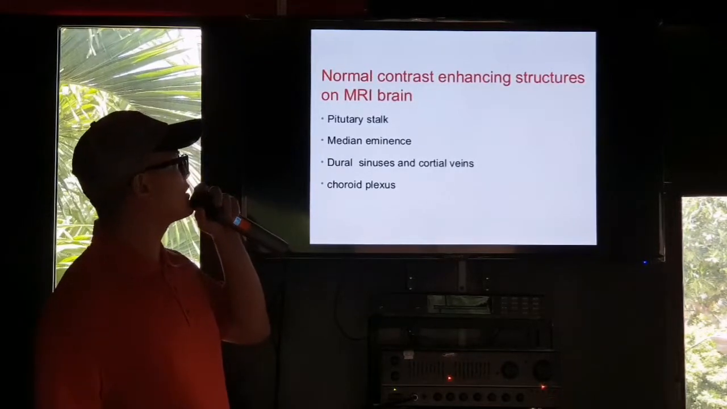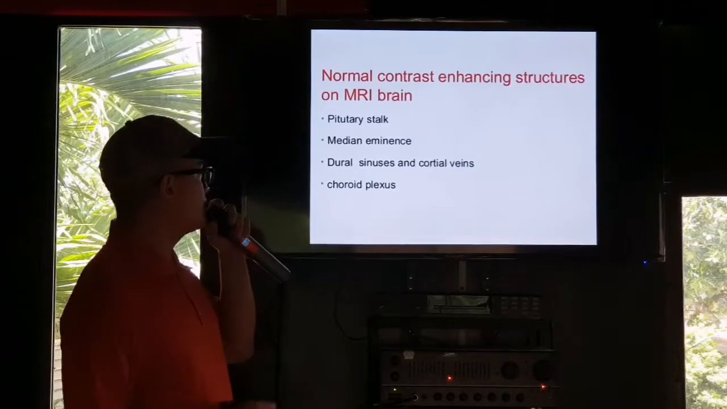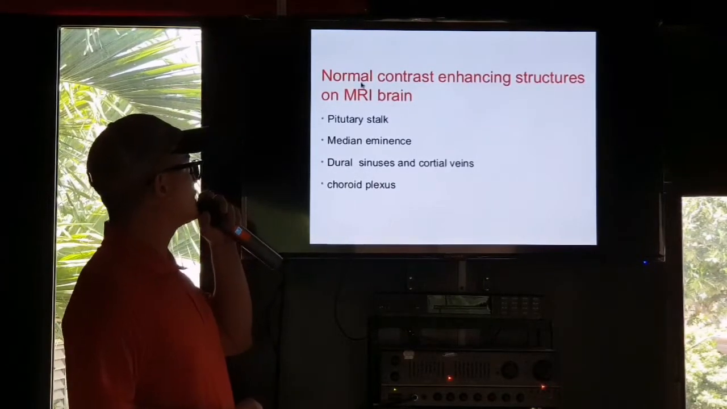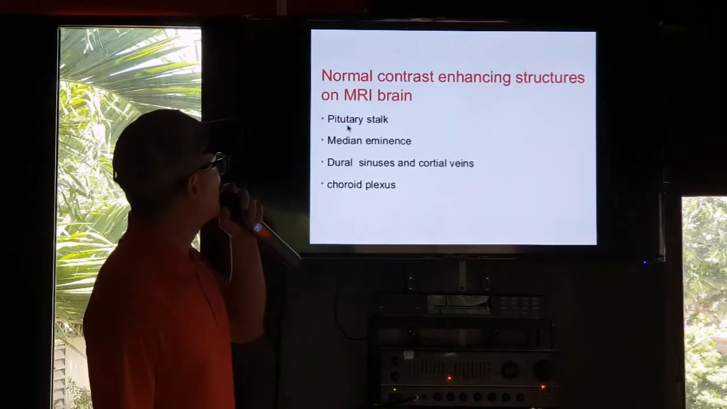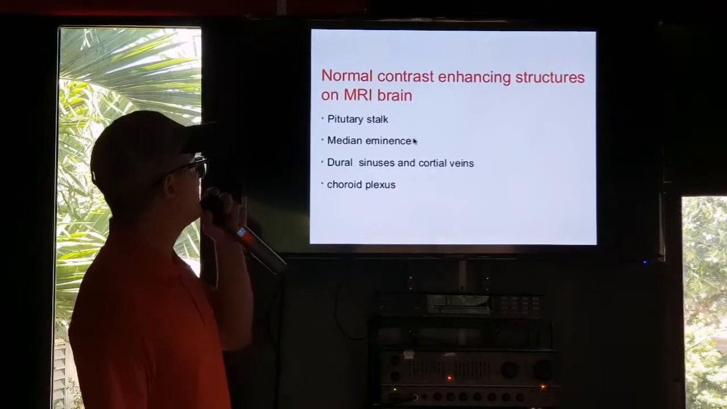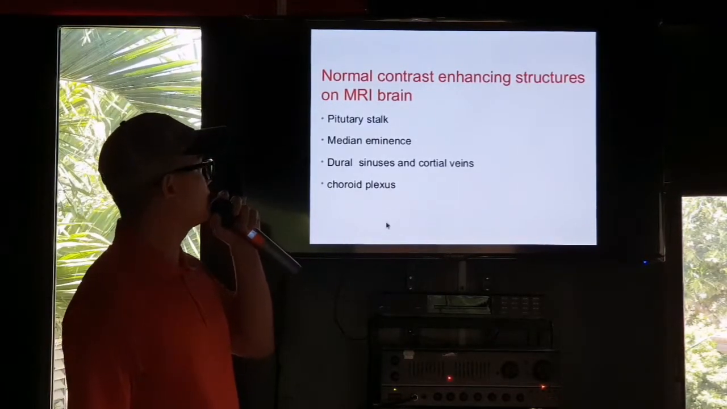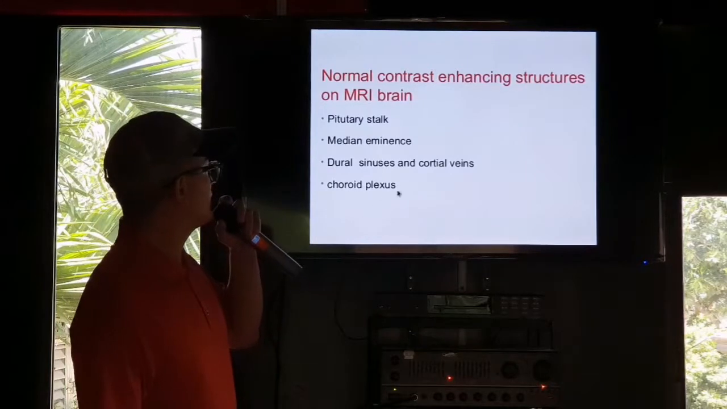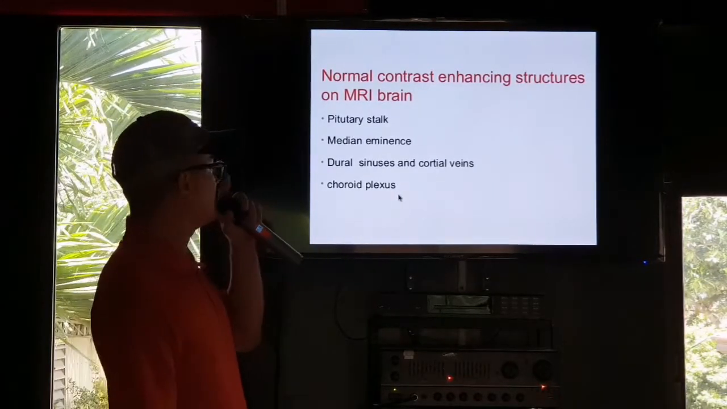So these are the normal contrast enhancing structures of the brain on MRI. Normally the pituitary stalk. Why? Because the pituitary stalk partly is not part of the blood-brain barrier. You have the median eminence, dural sinuses, and cortical veins, and of course the choroid plexus, because that is where you find a lot of blood, because it's where the system comes from.